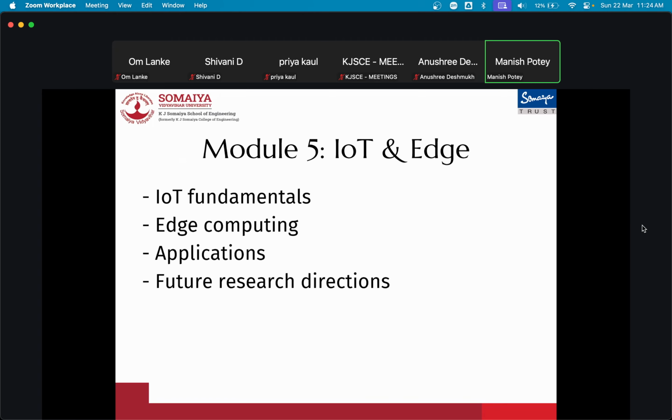Then module number 5 is the cloud, IoT and edge computing that we will consider. So IoT and edge computing fundamentals we will learn. Then future research directions and opportunities in cloud and edge computing. And as far as practicals are concerned for this particular course, as it is advanced cloud computing, we are going to use AWS, GCP, and Azure as the platforms for performing the practicals during this course.